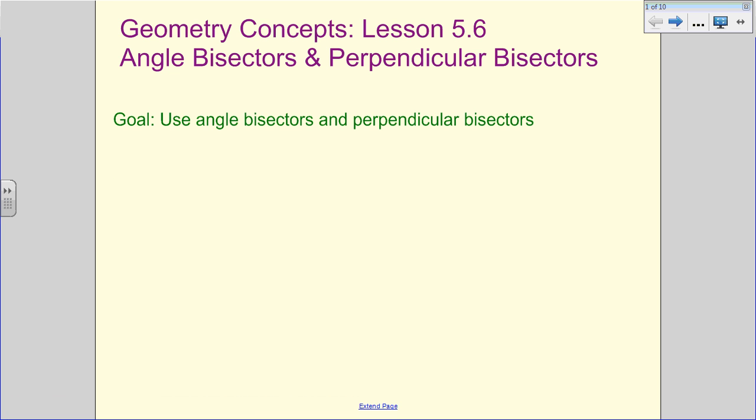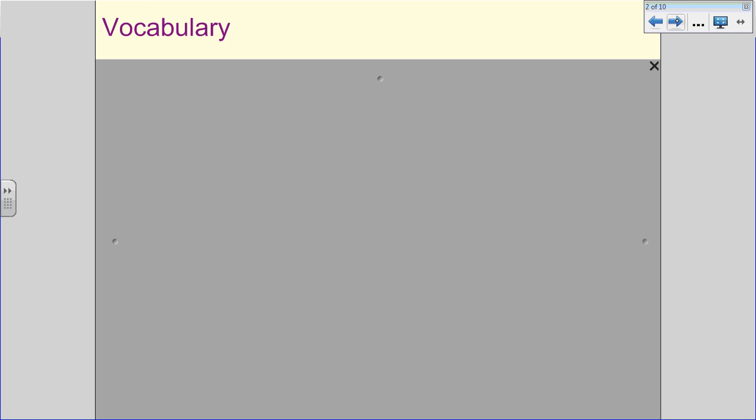All right, we're going to take a look at our last lesson in chapter 5, section 5.6. So we're going to take a look at these angle bisectors and perpendicular bisectors. We've already used those in some of our proofs, and now we're going to look at some of the properties, things that happen once we bisect an angle and once we bisect a segment.